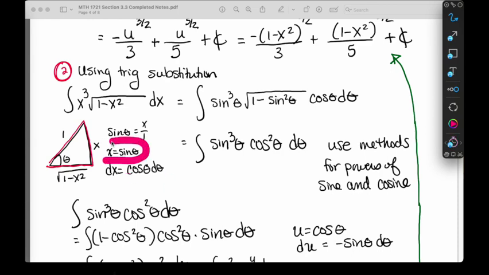So everywhere I see x, I'm going to replace it with sine. So in here, my x squared now becomes sine squared theta, and my x to the third now becomes sine to the third. And when I take this and I simplify it, that becomes the square root of cosine squared. And when I take the square root of cosine squared, I get cosine. So I have cosine times cosine, which is cosine squared. So now I have a product of sines and cosines, and we can use that method that we used in the previous section.